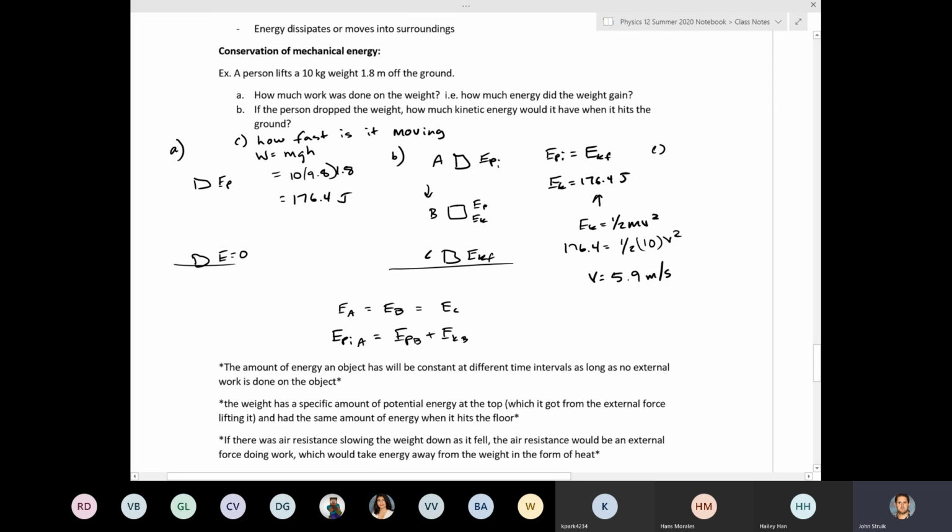So there, it's all equal. It's not just one or the other. It's not EP is equal to EK. It's the state of energy at one point is equal to the state of energy at another point. I hope that makes sense.